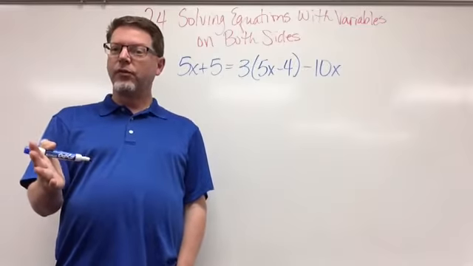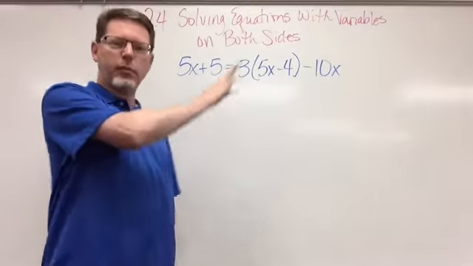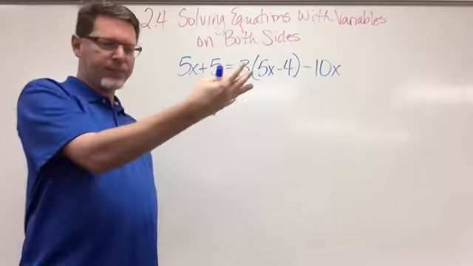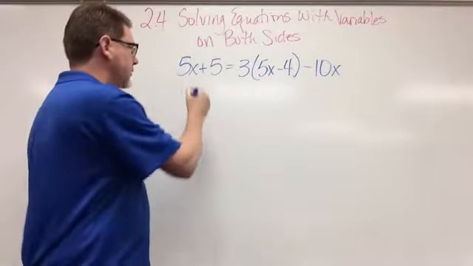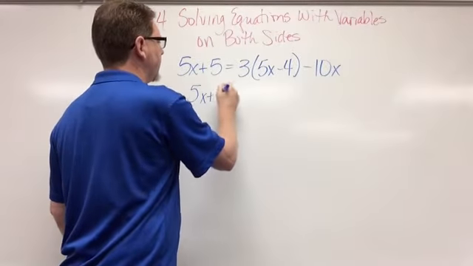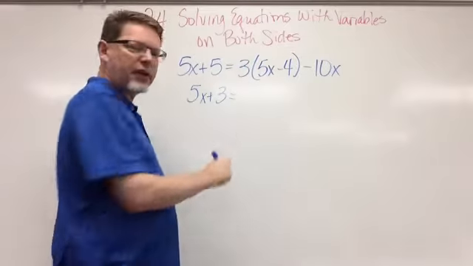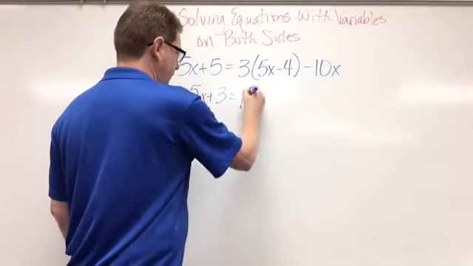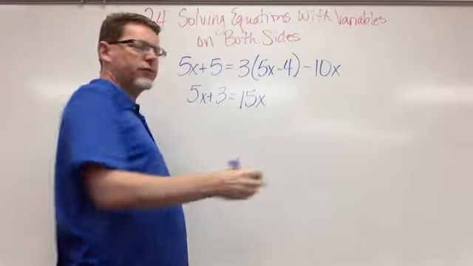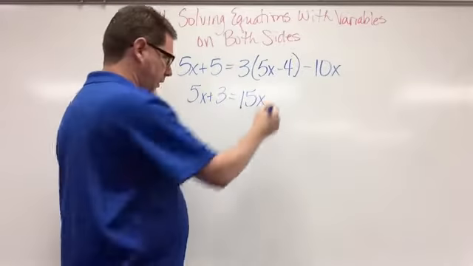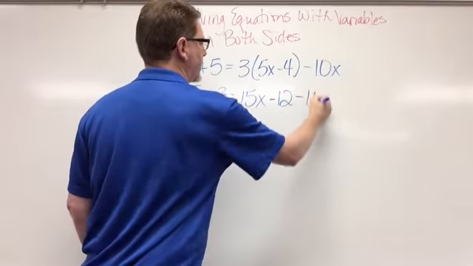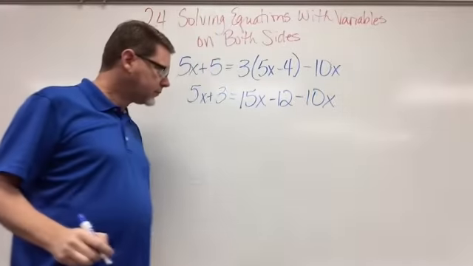And for the last example that we're going to do today, we have some distributive property, but we also have some extra stuff. So let's do the distributive property first. 5x plus 3 equals 3 times 5x is 15x. 3 times negative 4 is negative 12 minus 10x.